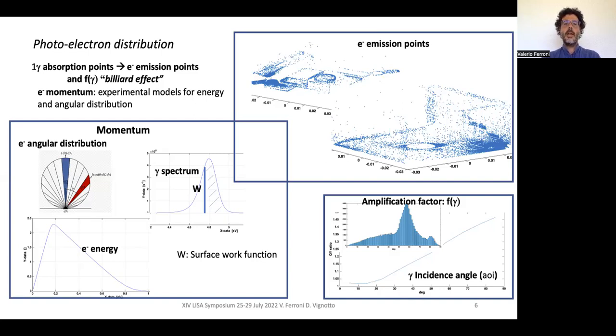In the first place, we consider that every point where the photons are absorbed emits an electron. And depending on the angle of incidence of the absorbed photons, we augment this number of electrons by a factor up to 40-50%. So in general, the higher the angle of incidence of the absorbed photons is, the more probable it is that you eject a photoelectron. For the electron momentum, we consider an experimental model that allows us to calculate the energy and the angular distribution, considering the work function of the surfaces and the spectrum of the light.